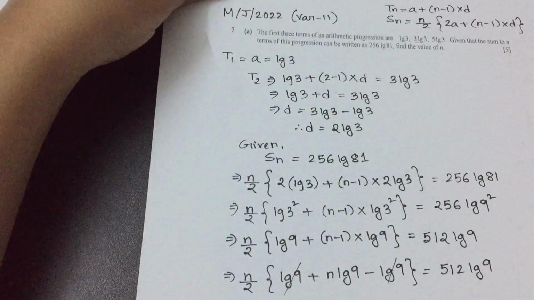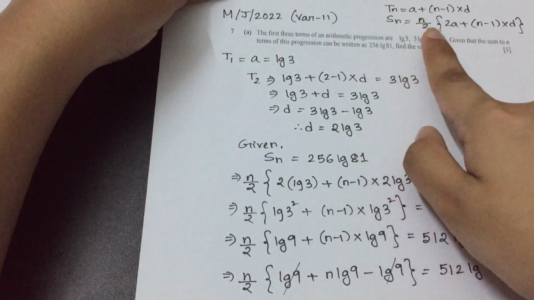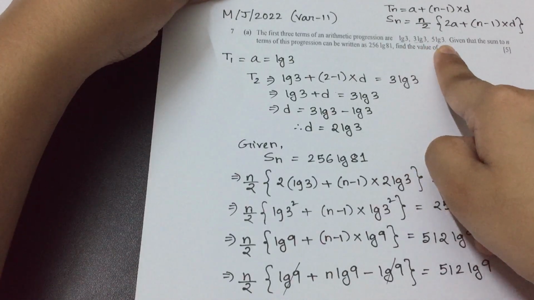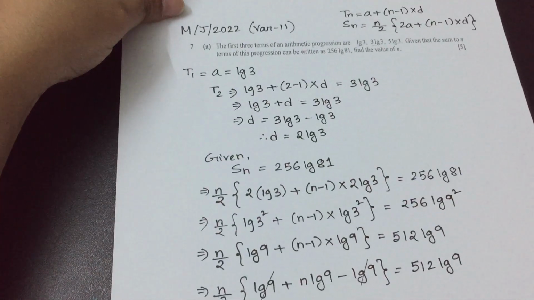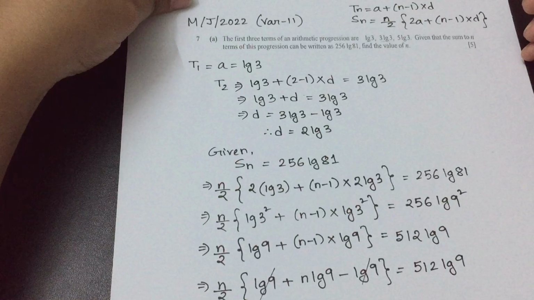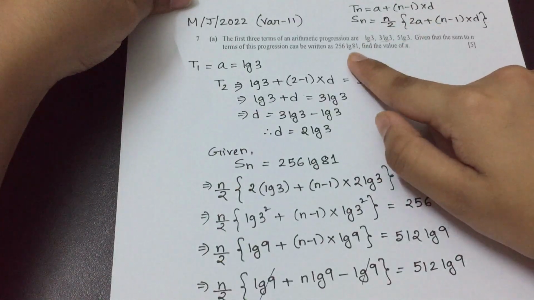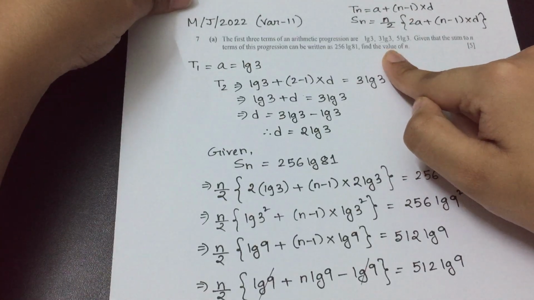Okay, the first three terms of an arithmetic progression are log 3, 3 log 3, and 5 log 3. This time the question has the terms in log. Given that the sum of n terms of this progression can be written like this, we have to find out the value of n.